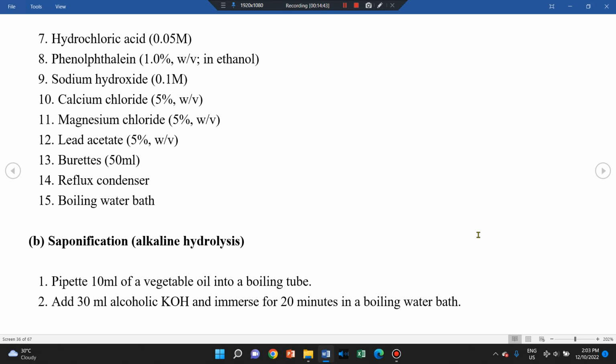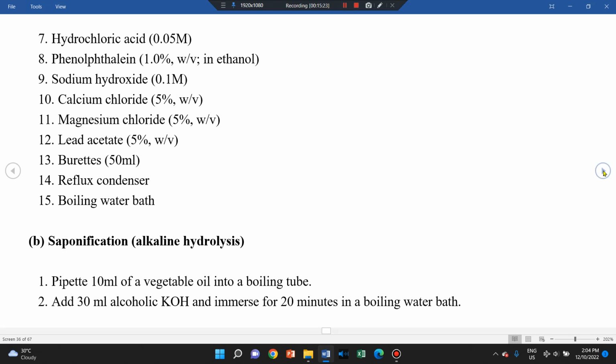So say you are assigned to olive oil, take 10 ml, and then put it in a boiling tube. It just looks like a test tube but bigger, not a small test tube. And then add potassium hydroxide, and then leave it for 20 minutes in boiling water. Normally we use a methanol heater with a beaker of water, and then put this boiling tube that has this content.